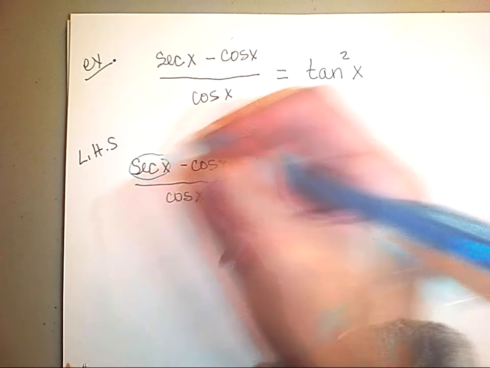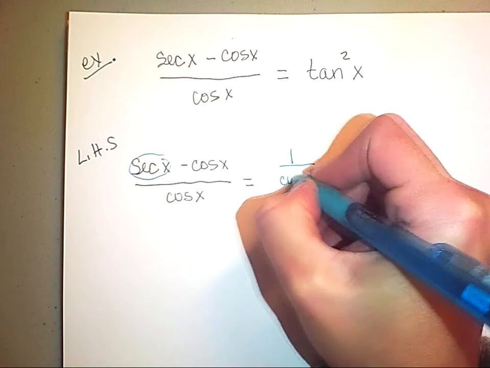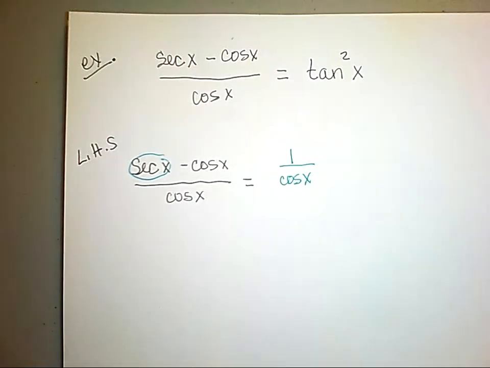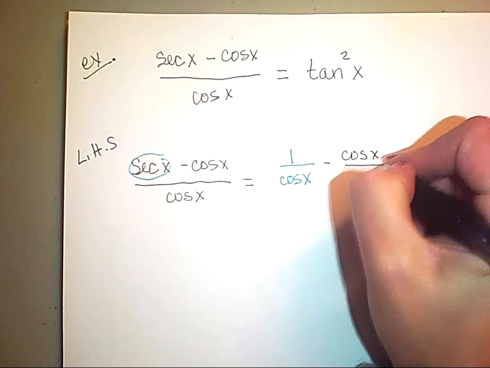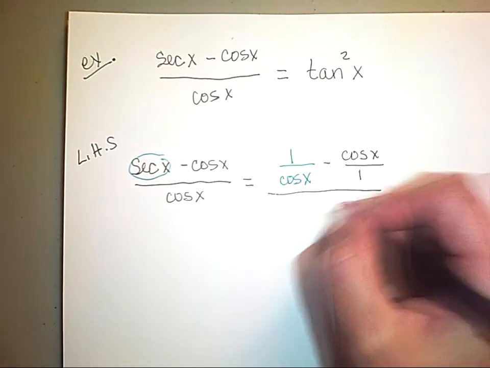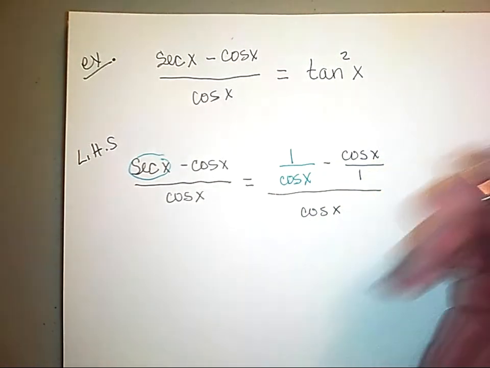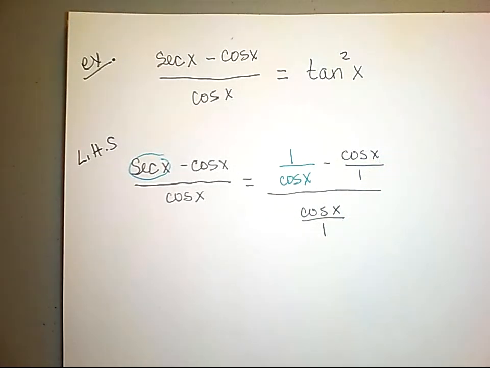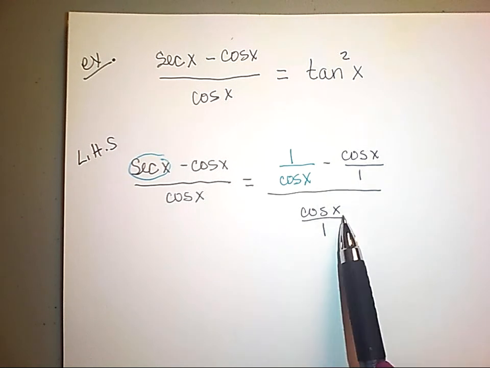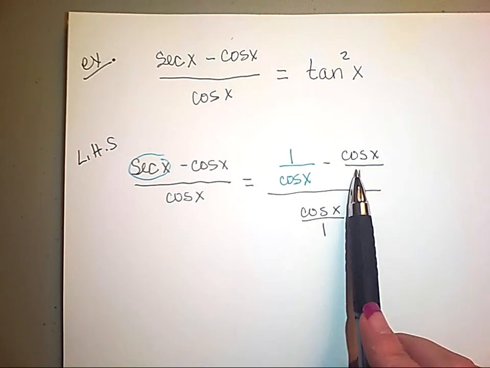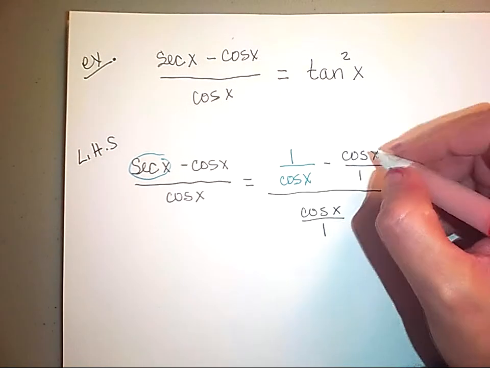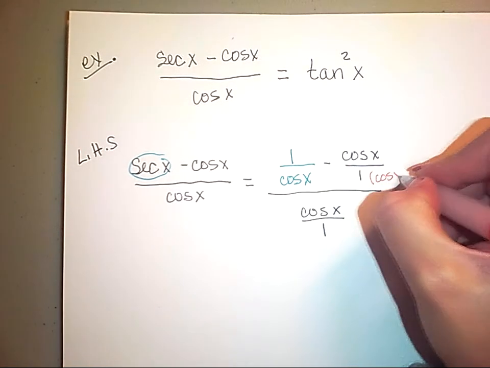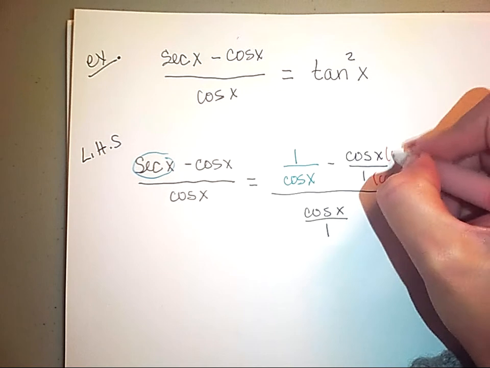then the secant of x is 1 over the cosine of x. And now I'm just going to copy everything else. Minus, and just to be clear, this is now the cosine of x over 1, and we'll divide by the cosine of x. You can put that over 1 if you'd like as well. So this is as simplified as this can get. Up top, we could get a common denominator, and that common denominator will be the cosine of x, just 1 times the cosine of x.